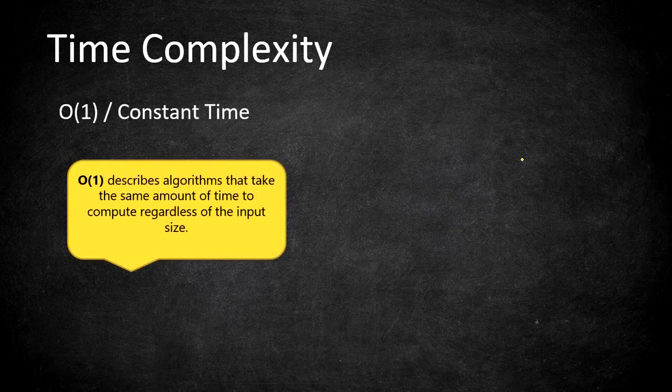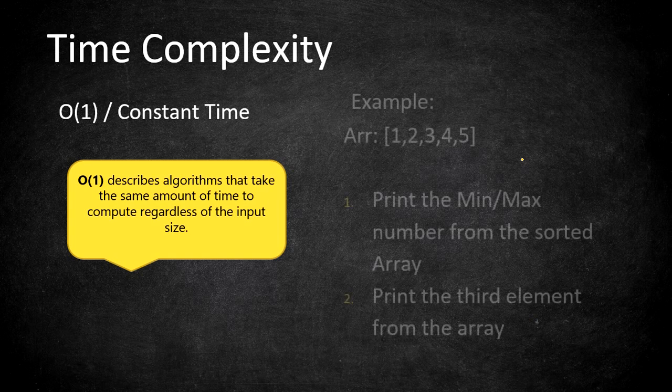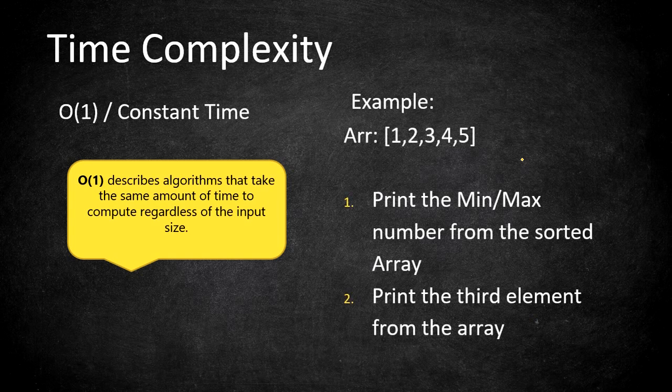Constant time is nothing but an algorithm that takes the same amount of time to compute regardless of the input size. Consider this example where we are given an array which is already sorted, and the problem statement asks us to print the minimum element or the maximum element from the sorted array. In any sorted array, you will know the first element is going to be the minimum element and the last element is going to be the maximum element. Irrespective of the size of the array, whether it is 100, 200, 10,000 and so on, every time the first element and the last element of the array is going to be the output.